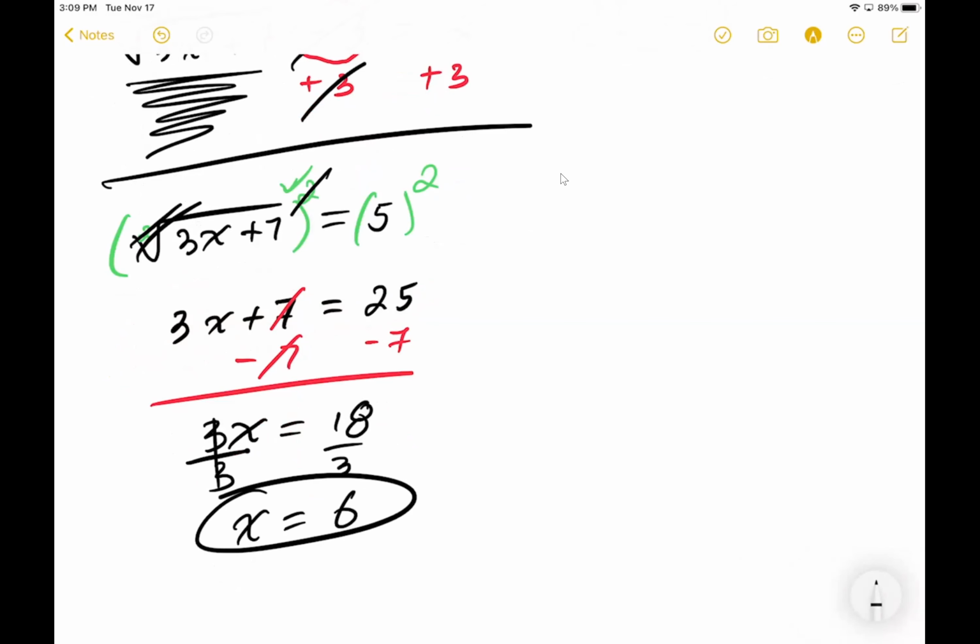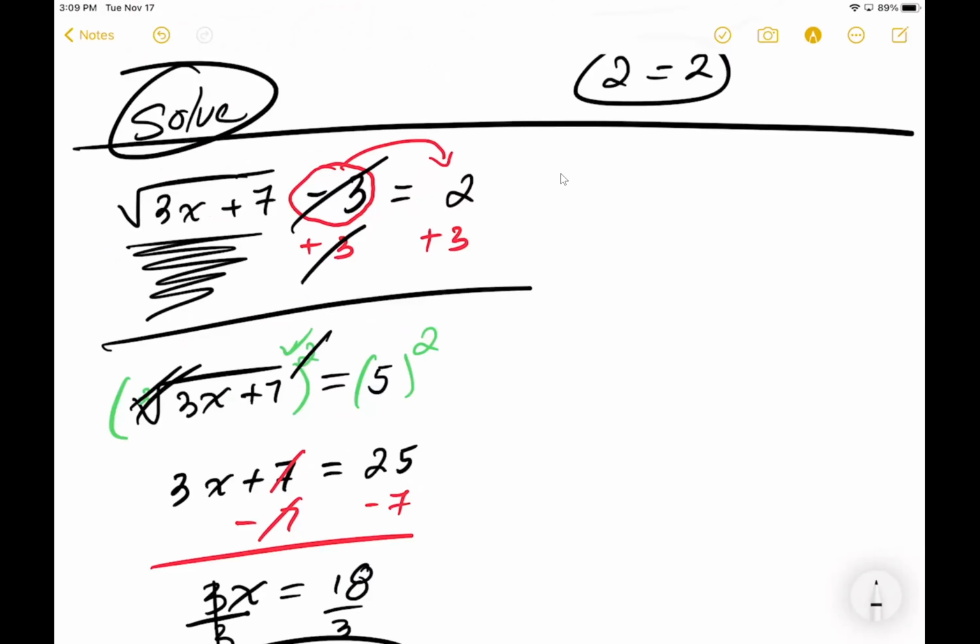If you plug 6 into x, 3 times 6 is 18. 18 plus 7 is 25. The square root of 25 is 5. 5 minus 3 will give you 2. And that's what we have.